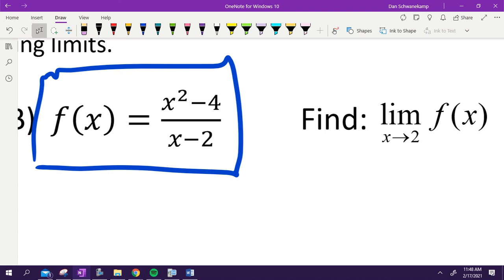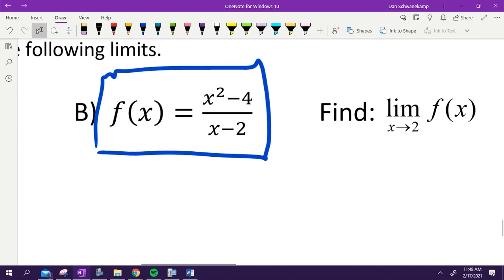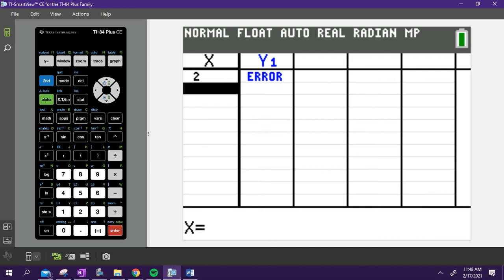There's a hole. There's 0 on bottom and 0 on top here, right? 0 on just the bottom would be a vertical asymptote. But 0 on top and bottom, that's a hole. That's why I'm getting an error here. So, all right. That doesn't mean the limit doesn't exist, because I don't care what happens at 2. I care what happens around 2.